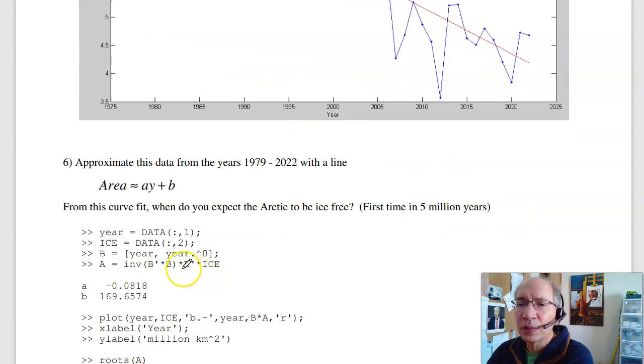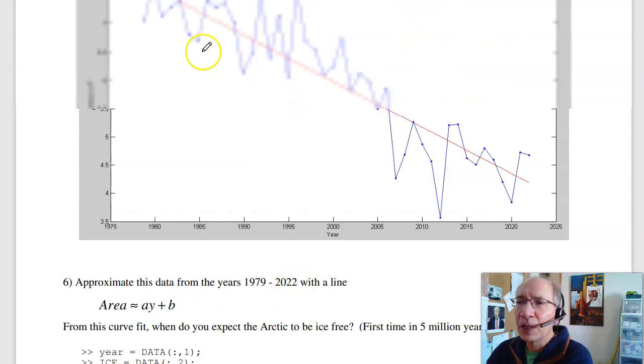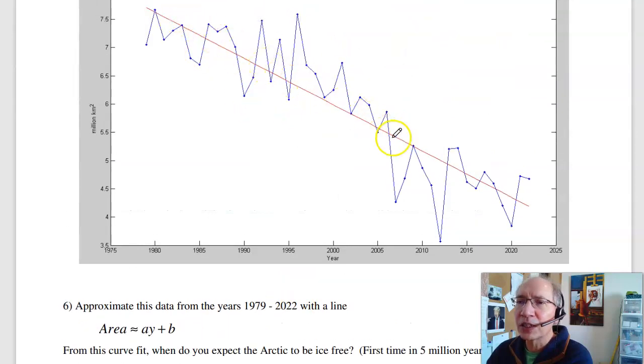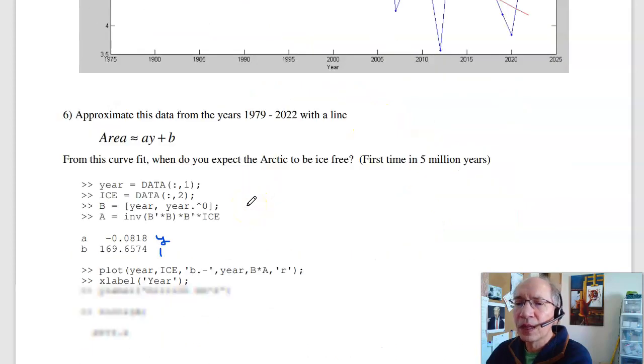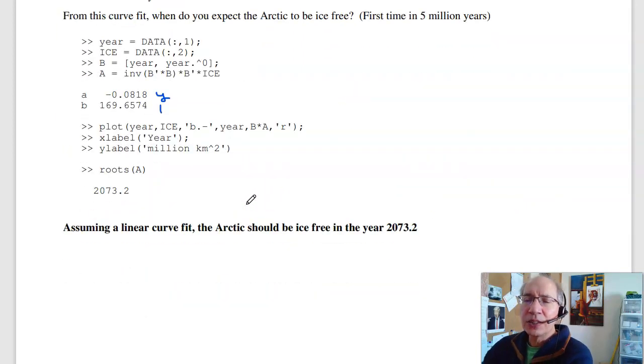To do a linear curve fit, I choose the basis to be year and 1. Least squares curve fit, so this is the coefficient times year, coefficient times 1. And plot it, and that's what I get. So here's the straight line curve fit for the blue data. With that, I can start answering questions. When is the Arctic going to be ice-free? And from the data, it says the year 2073.